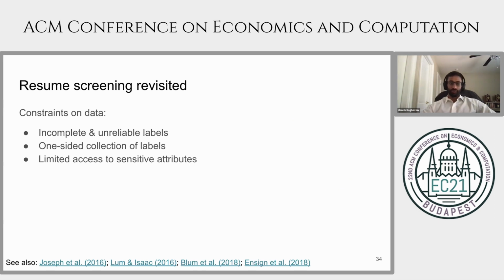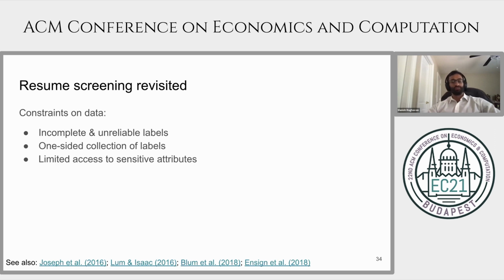In resume screening, we also have significant constraints on our data. If we think about where this data comes from, for one, we often don't have ground truth on who is a good employee or not, right? Often we're learning from messy, biased signals from human recruiters. Maybe we don't even measure people's actual job performance. All we really measure is whether that person did well on the interview or not. And so those might be the predictions that we're trying to match.